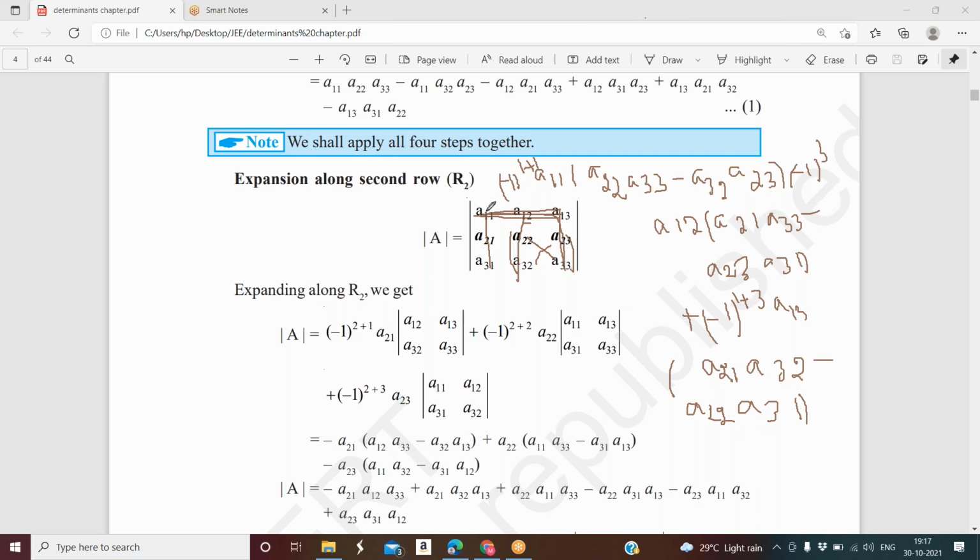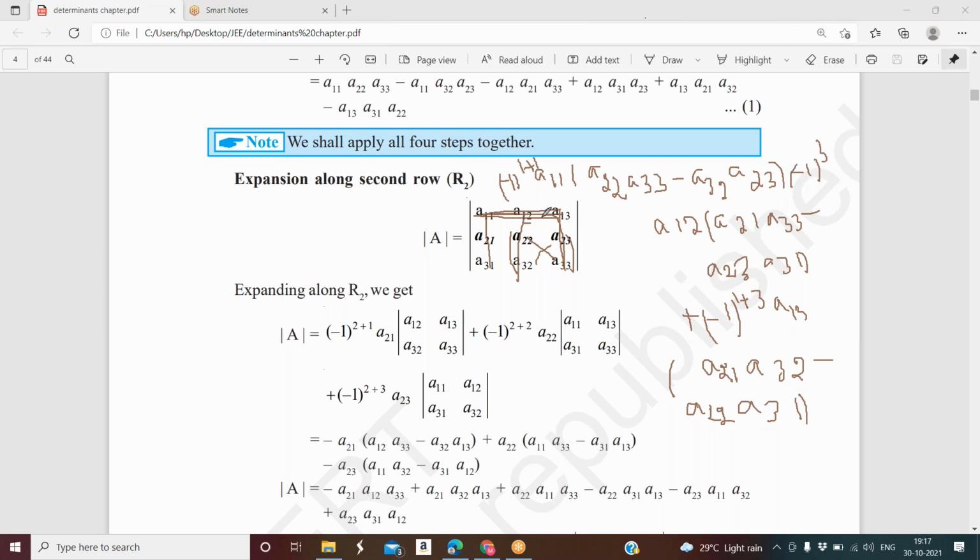So A11 into these two elements, we are multiplying these two elements, A22 into A33 minus A23 into A32. Then this is actually plus. Then when you go to the next element, you'll be getting minus. Alternately positive and negative.